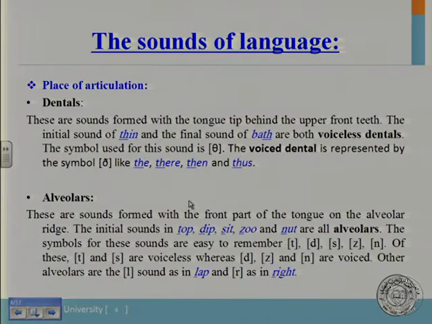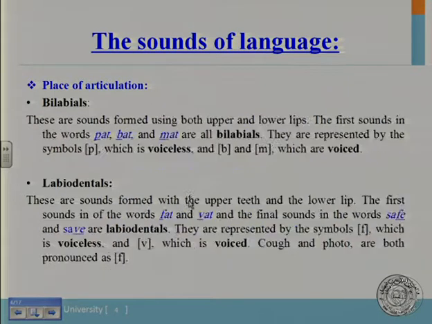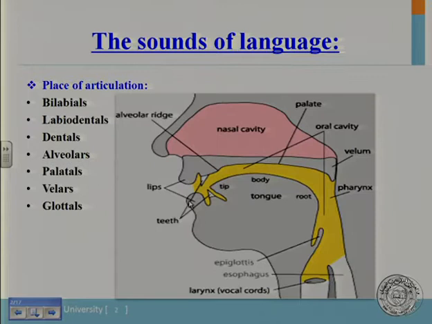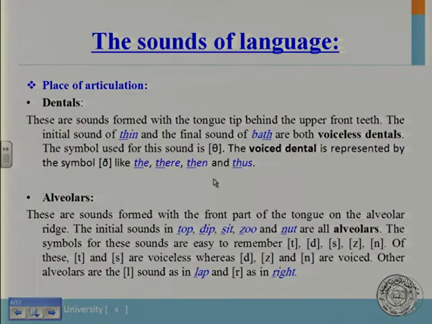Then after that we talked about dentals. And in dentals we said that these sounds are formed with the tongue tip, the tip of the tongue, behind the upper front teeth. The tip of the tongue with the upper front teeth. This part touches this part. So this is called dental.